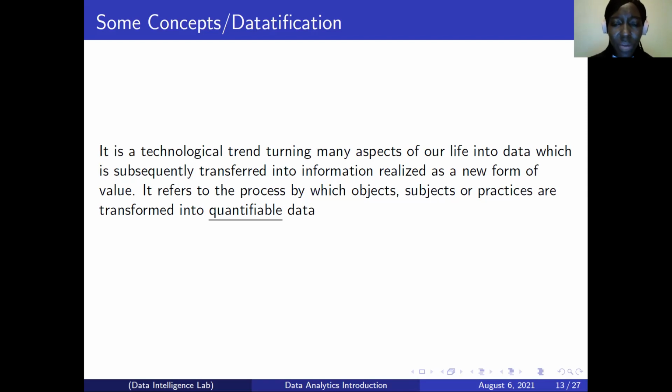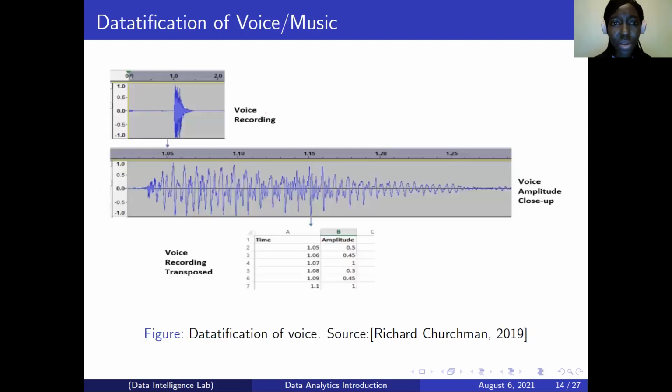So the process of datafying things, like objects, like subjects, things that are in the category of qualitative data, into quantitative data is what we call datafication. So let's look at a few examples of datafication.